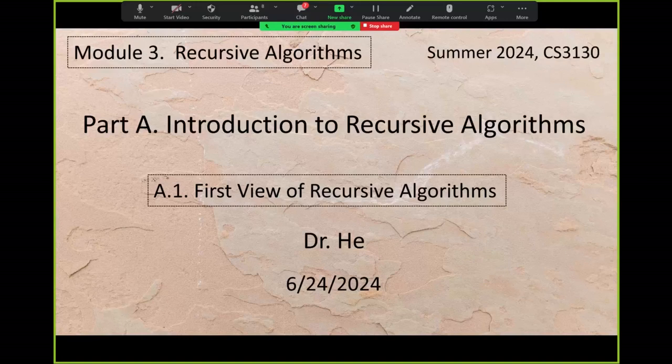Okay. Module 3, recursive algorithms. Part A, introduction to recursive algorithms. 8.1, first view of recursive algorithms. I think you have some experience with recursive algorithms, but in this module, we will spend a lot of time to understand this recursive algorithm.